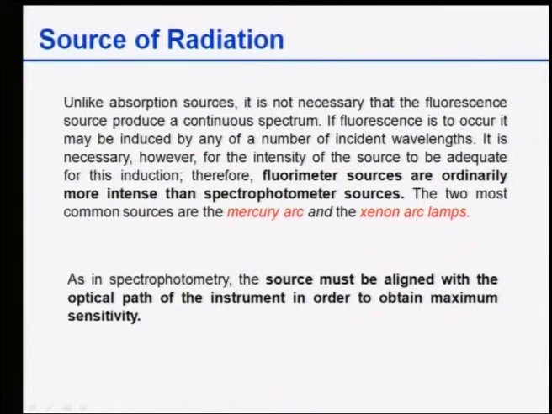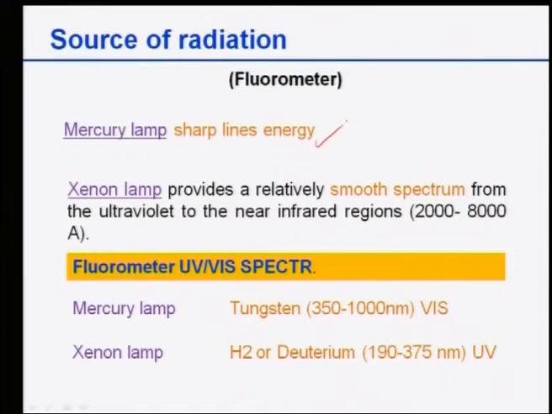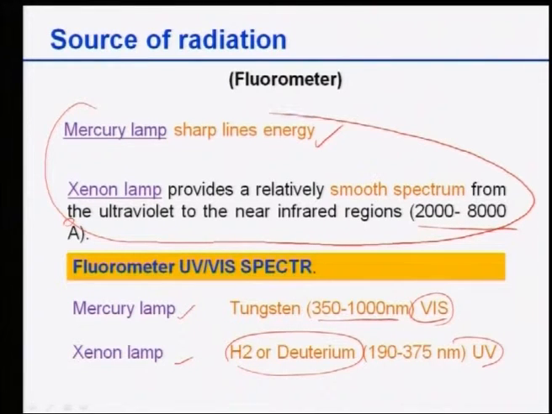Unlike absorption, you need to have intense sources for fluorescence. Normally the two most important sources used are mercury arc and xenon arc lamps, and there has to be maximum sensitivity. Mercury lamps give sharp line energies, xenon lamps provide a relatively smooth spectrum, very large, 2000 to 8000 Angstrom. For fluorometer UV visible spectroscopy you have mercury lamps and xenon lamps both, you have tungsten as I discussed earlier for visible, and deuterium is used for UV. So, as compared to this, these are all used in the fluorometer.